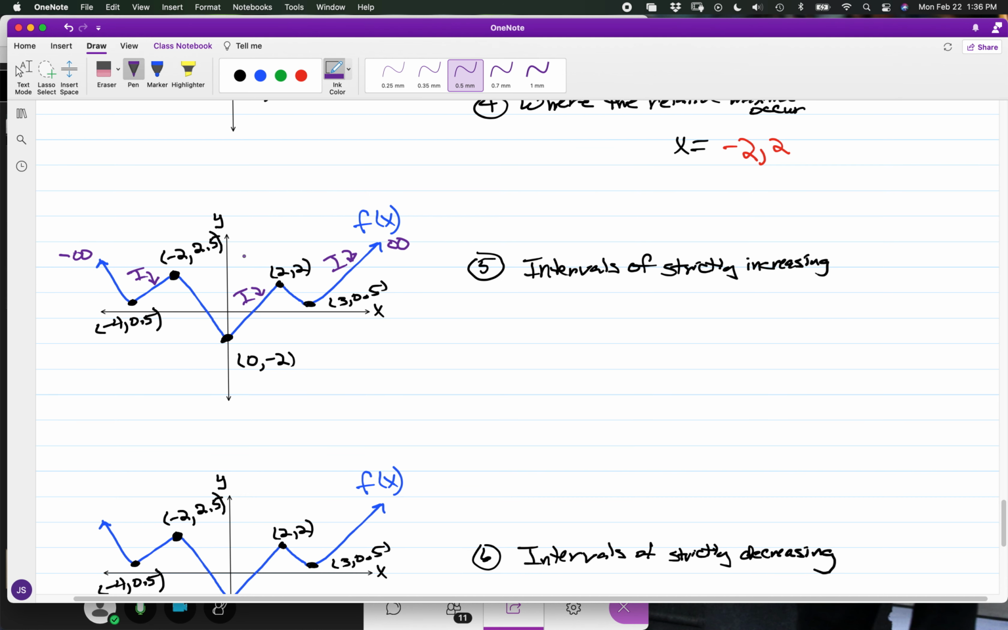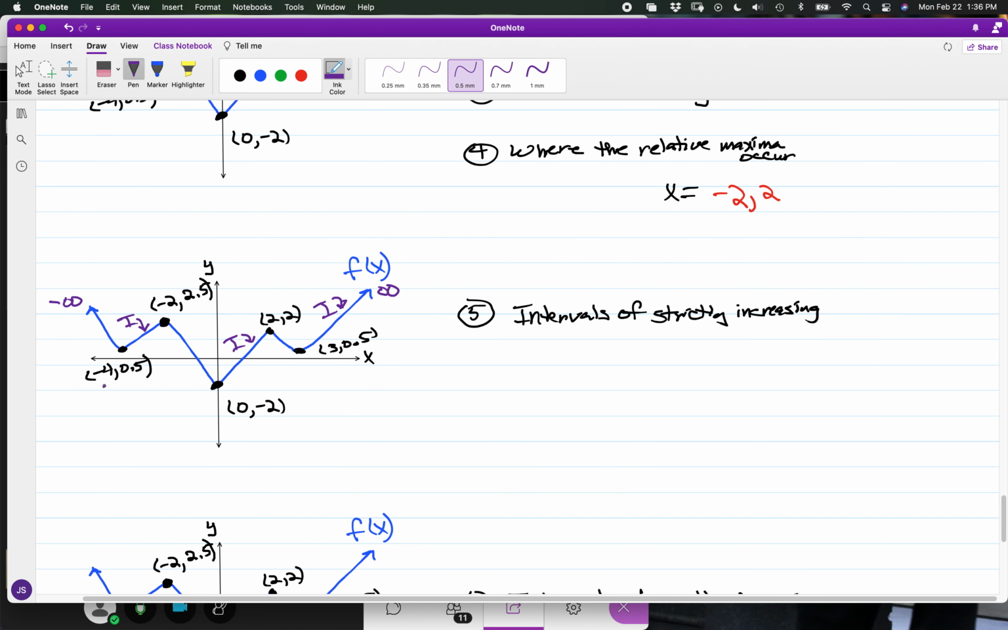And for the items of concern, the first increase you have is between -4 and -2. The next increase I have is between 0 and 2. And then for the remaining increase, we're starting from this point and going past 3 and proceeding out in the direction of infinity.